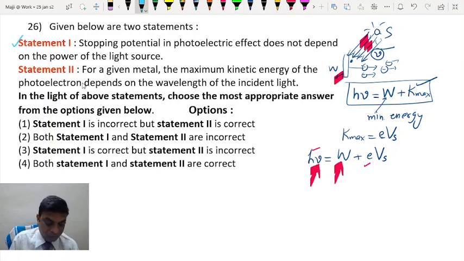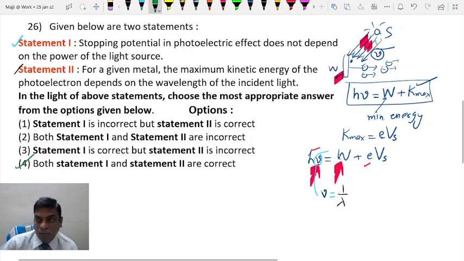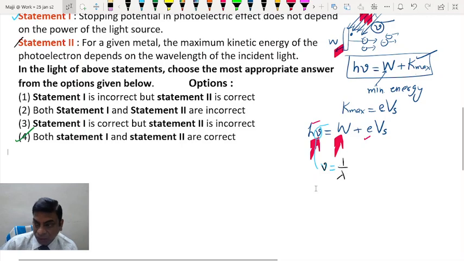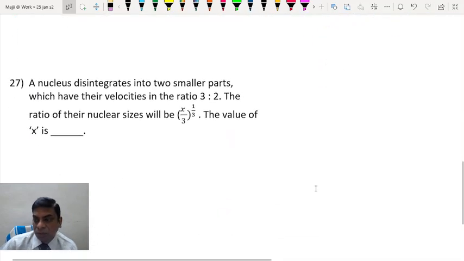Coming to statement 2. For a given metal, maximum kinetic energy of the photoelectron depends on the wavelength. Yes, if it depends on the frequency, it will depend on the wavelength as well, because frequency is the reciprocal of wavelength. So statement 2 is also correct. So statements 1 and 2 both are correct. So the correct option is the fourth option. Then moving on to the next question.